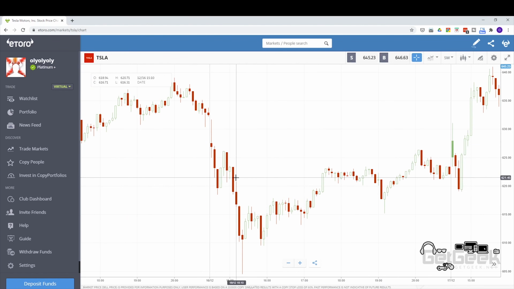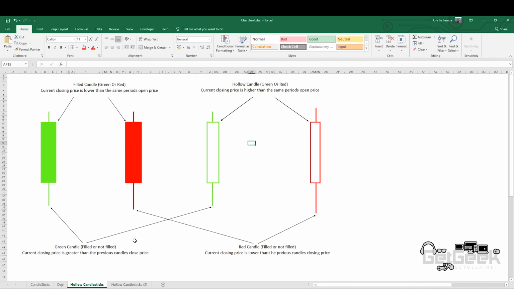Now, let me explain how these work. A filled candle, whether it's green or red, means that the current closing price is lower than the same period's opening price. And if it's hollow, it means the closing price is higher than the same period's opening price. If it's a green candle, whether it's filled or not filled, it means the current closing price is greater than the previous candle's close price. And if it's a red candle, no matter if it's filled or not, it means the current closing price is lower than the previous candle's closing price.